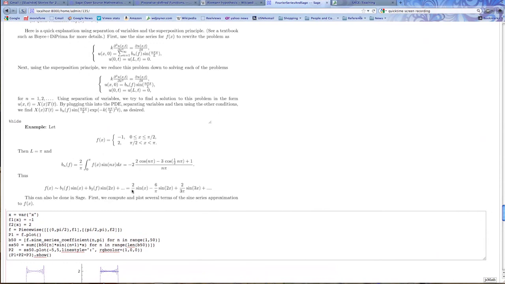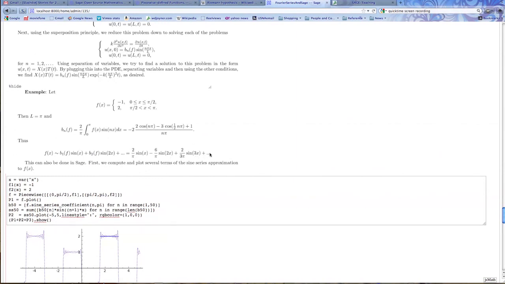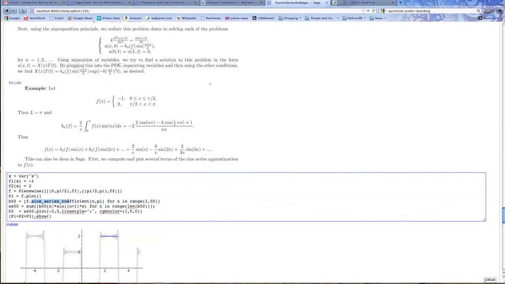Just plug in various values of n, you'll get various coefficients. Take n equals 1, you get this. Take n equals 2, you get that coefficient. n equals 3, you get this coefficient, and so on. So the first three terms of the Fourier series are just these expressions right here. You can compute as many as you want in Sage. There's a method called sine series coefficient. It'll compute the nth sine series coefficient.